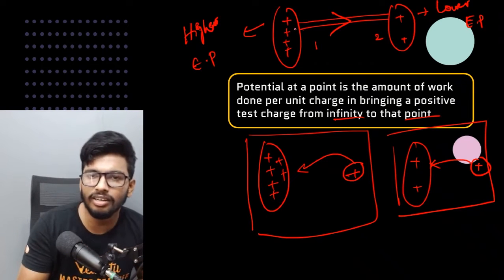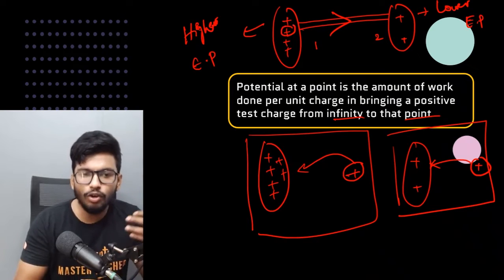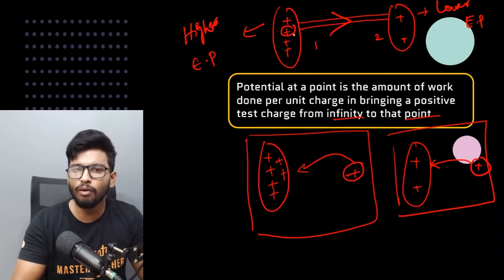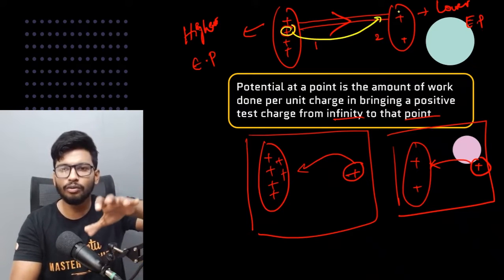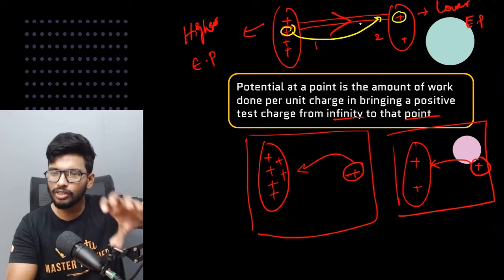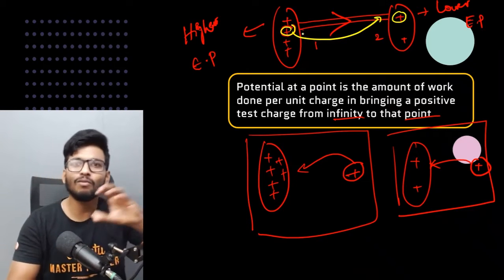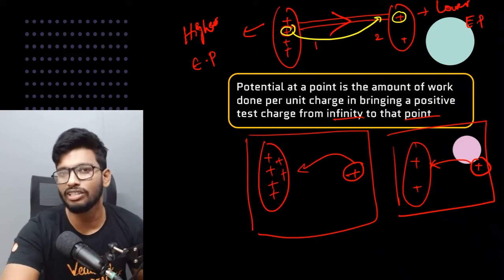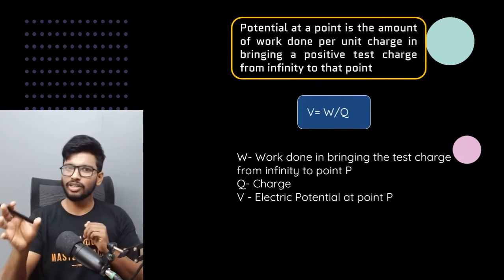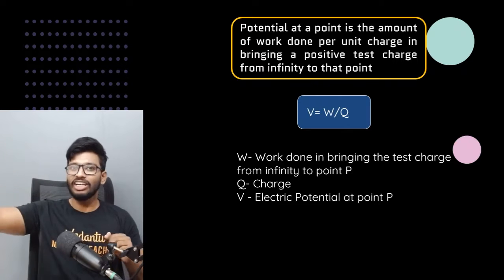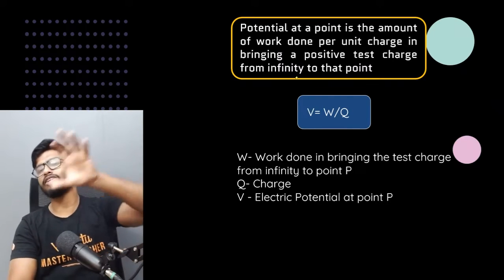It is nothing but the work done to move a charge from one known point to another. You already know this point. It's not infinity. It's a certain fixed point. So from one fixed point, if you want to move it to another point, this work done is what is called potential difference. So the difference between potential difference and electric potential is that electric potential is the work done to move it from infinity to a point. Potential difference is to move it from one point to another.